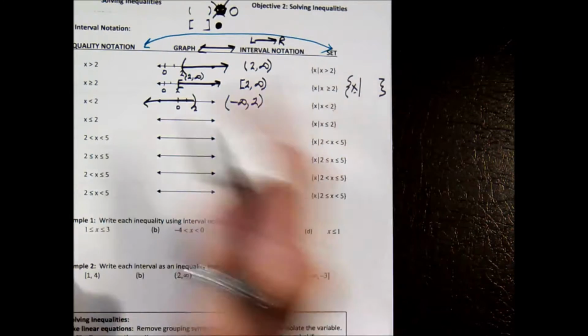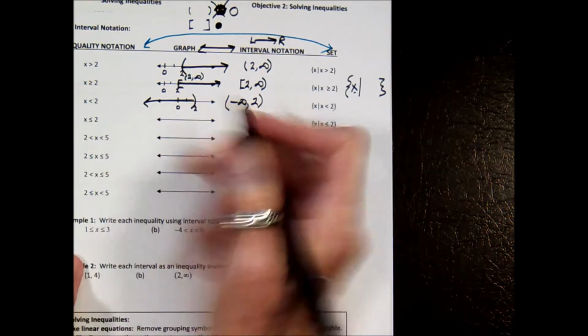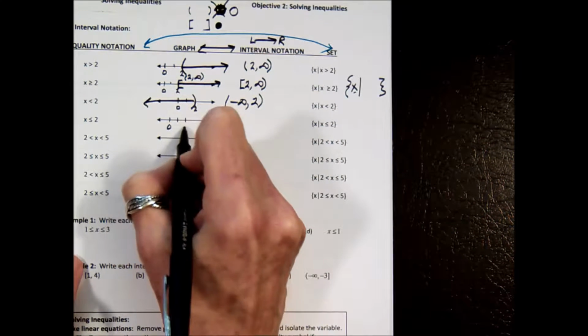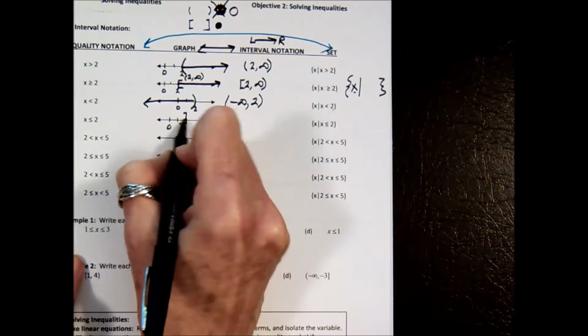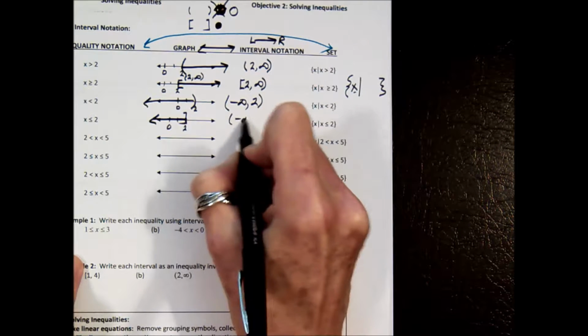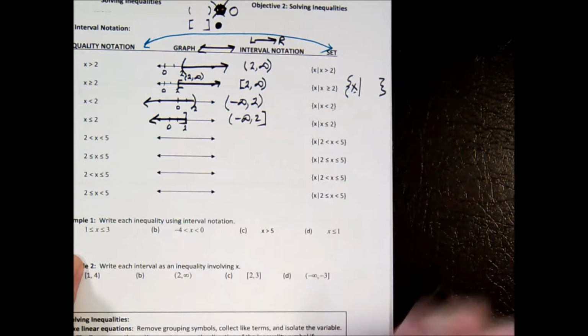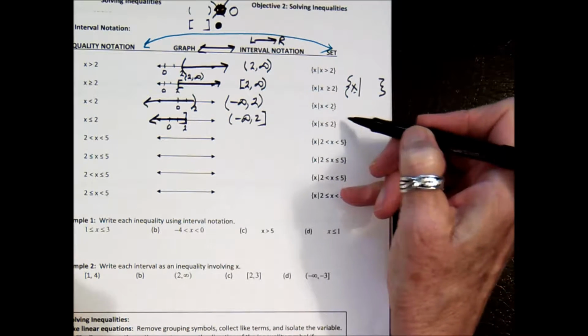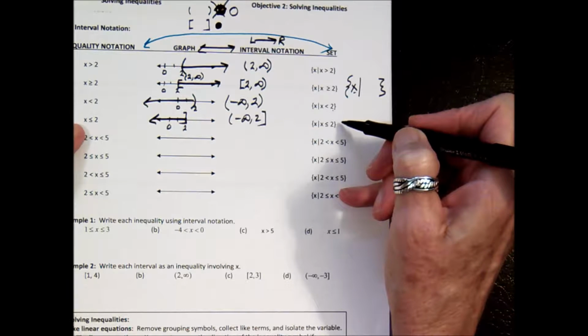All right, if it's less than or equal to 2, 0 is my key number, bracket, going this way, so it would be negative infinity to 2, including 2. And then my set notation, again, matches this one.